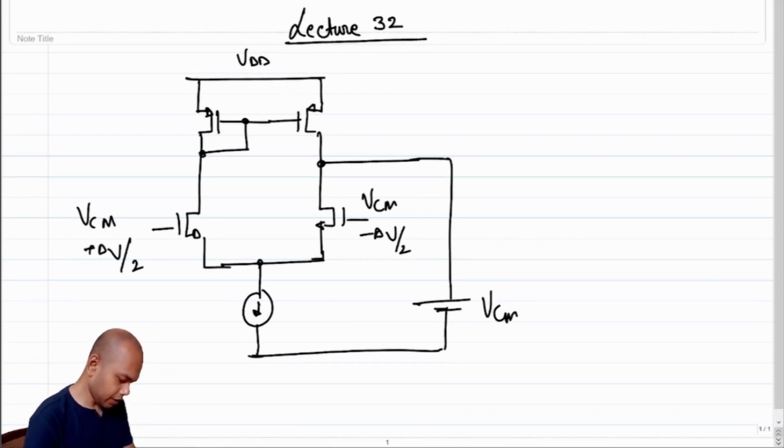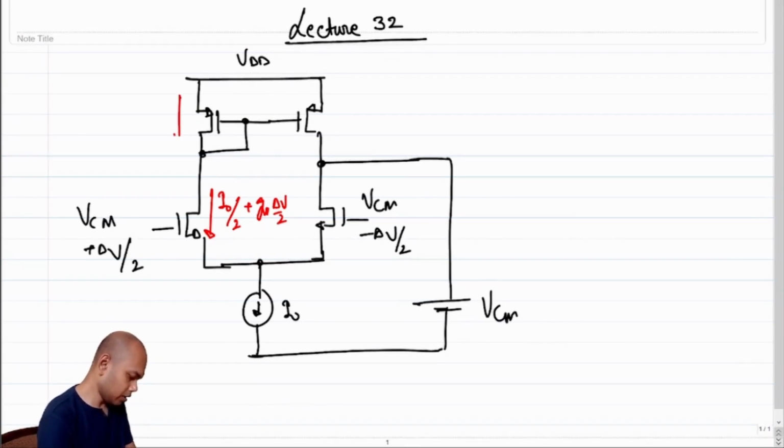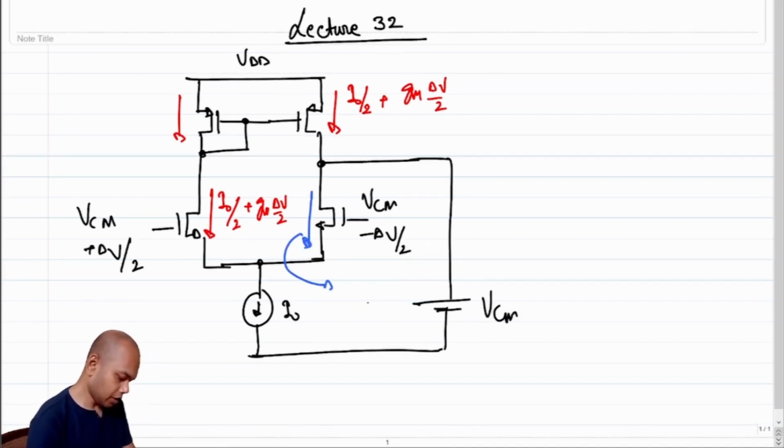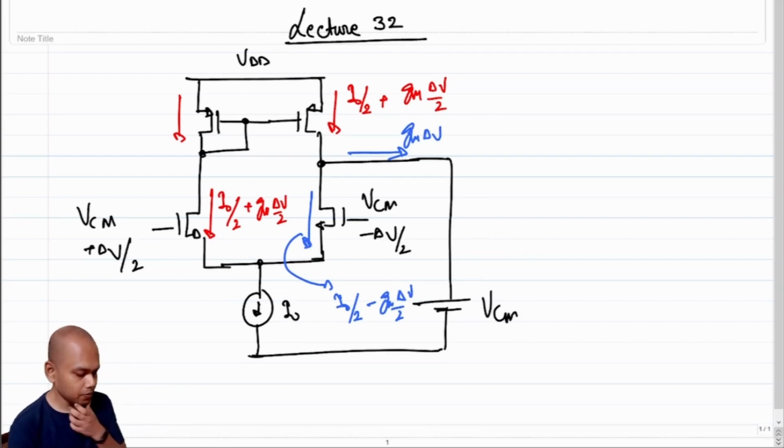Let's say we kept it at VCM, right? So we saw that the incremental current that was flowing, the total current through this branch, was I naught over 2 plus Gm times delta V over 2. This is I naught, and this current was flowing through this transistor, getting mirrored through this transistor, and this becomes I naught over 2 plus Gm delta V over 2. However, this current here was I naught over 2 minus Gm delta V over 2, which means the difference current, that is Gm times delta V, was flowing into the incremental short circuit, right?